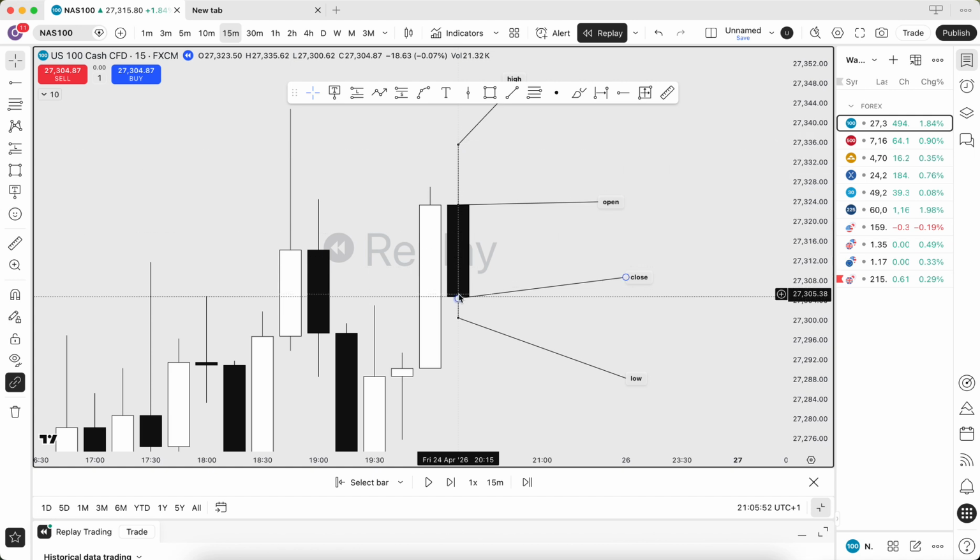The open is always close to the previous candle's close. If this candle closes here, the next open is here. This candle closes here, the next open is here. This candle closes here, the next open is here. That's just the way it is. This cannot be the close with the open here.